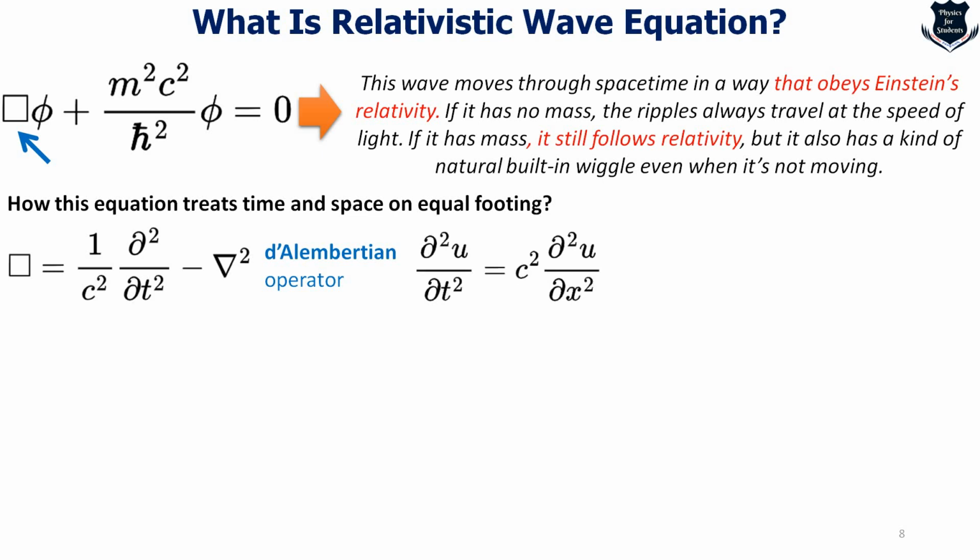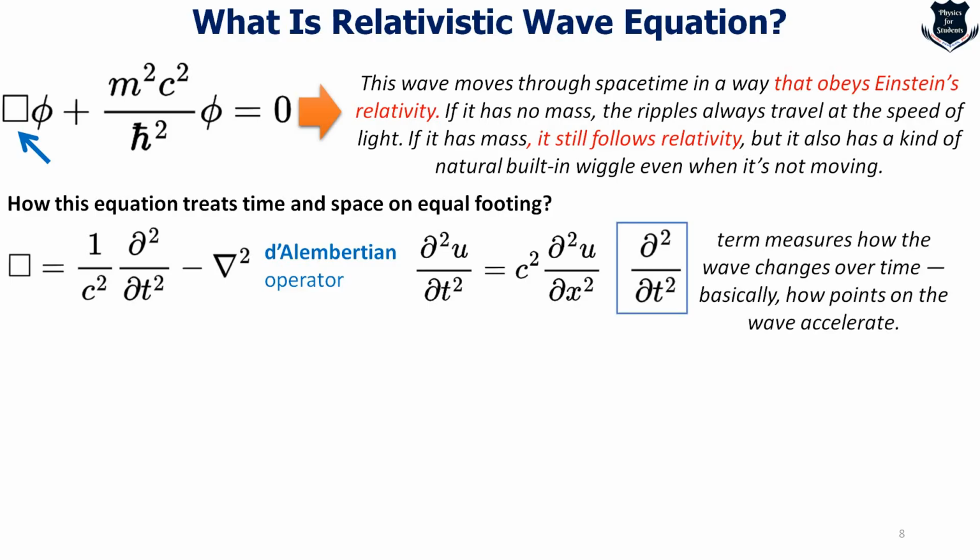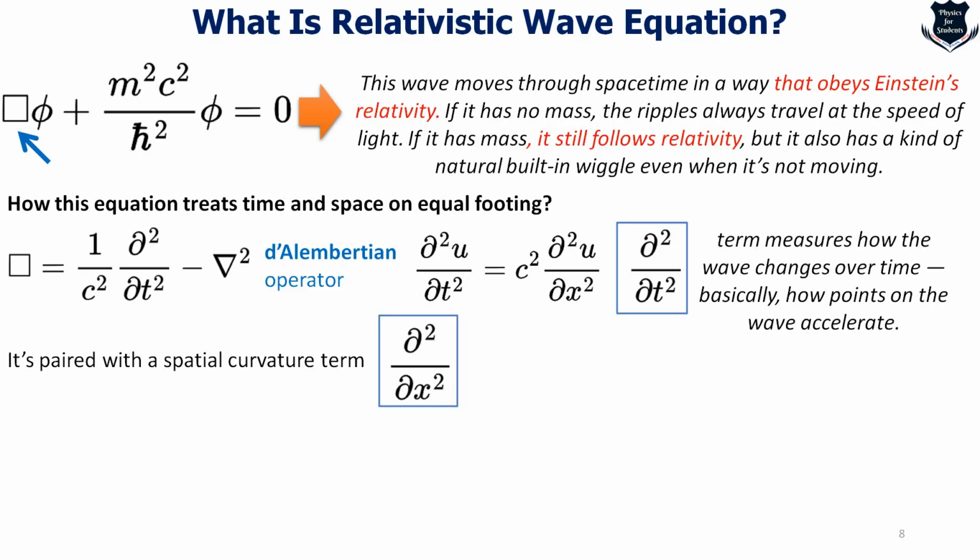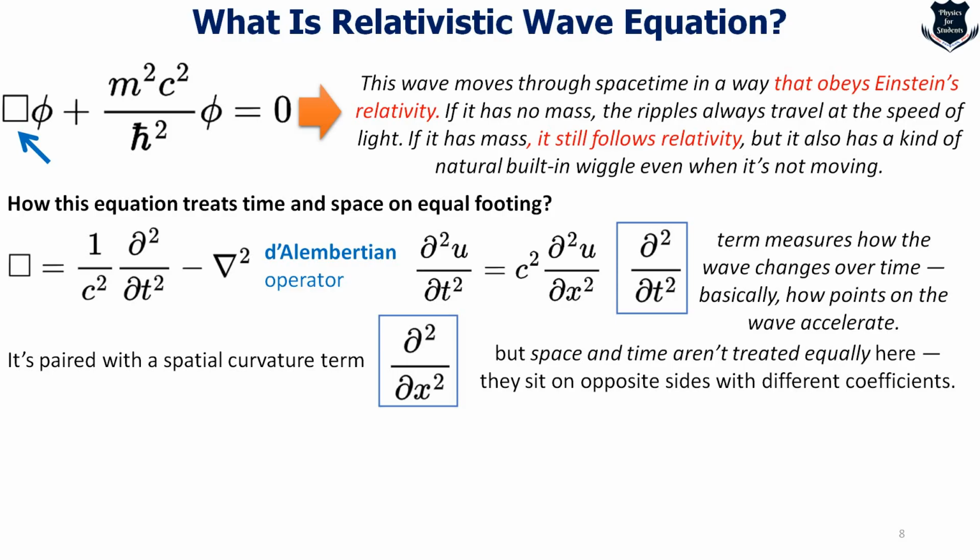Here you can see that if I take this vis-a-vis the classical equation, the classical equation has a partial squared by partial t squared. What does that mean? It means how the wave changes over time. And it also has a paired term, the spatial curvature, partial squared upon partial x squared. But here you can see that space is different and time is different, so they sit on opposite sides with different coefficients.